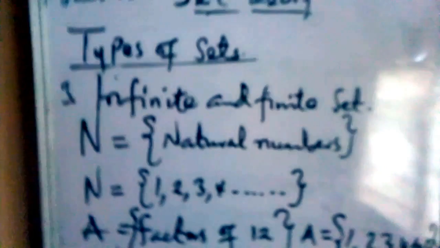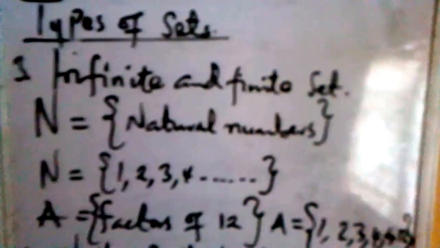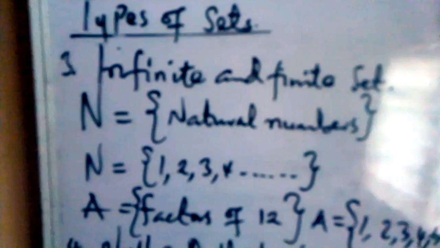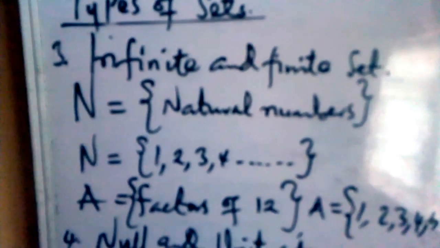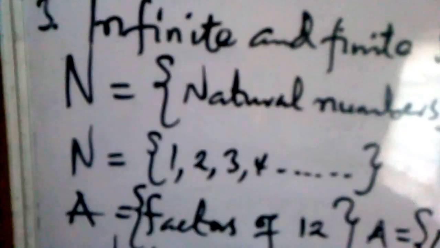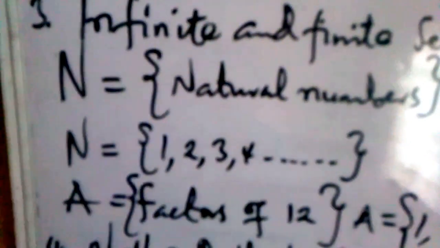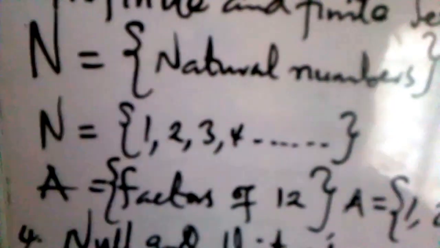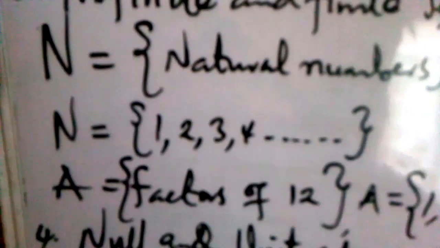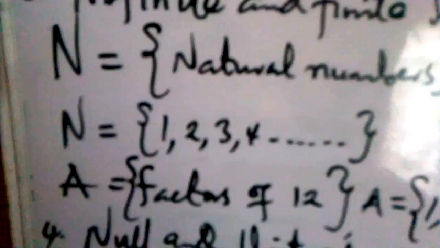So we have the third type of set, which is infinite and finite set. An infinite set has no end, it doesn't terminate. Like for example, the example you can see on the board, set N is a set of natural numbers. Natural numbers are counting numbers. So if you start counting from 1, 2, 3, 4, you continue to count, and it doesn't have an end. So this type of set, this set N, is called an infinite set.